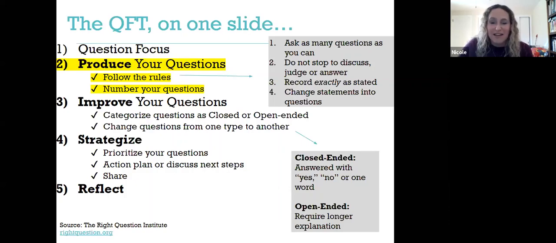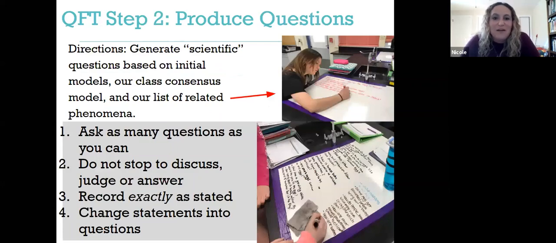So the next thing, now we're ready to ask our questions. We're ready to produce our questions now that we've done our primers. So the general rules of the QFT that students are going to follow, let me go to the next slide for that. The directions that I usually give to them are to generate scientific questions based on our initial model, our class consensus model, and our list of related phenomena. You can also add noticings and wonderings in there as well, but I want them to ask about a variety of things, not just the egg and the chicken, but all of those resources.